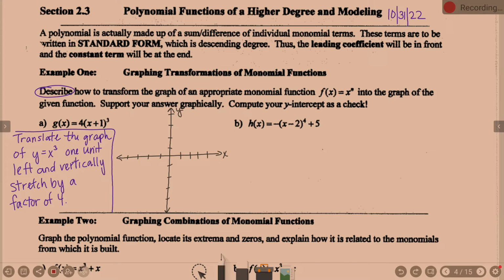Before we do any transformations, what does y equals x cubed look like? What points does it go through? Okay, y equals x cubed would go through 0, 0. So you put a 0 in, you get a 0 out. Where else would it go through? 1, 1. Because if you put in 1, 1 to the third is 1. And where else does it go through? Negative 1, negative 1. If you put in negative 1, negative 1 to the third is negative 1.